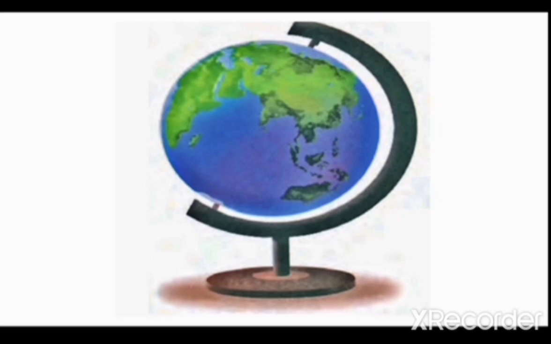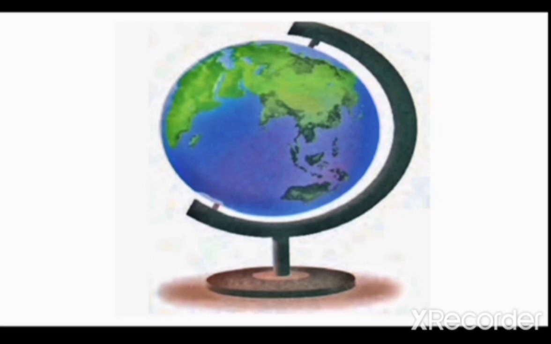Because the shape of the earth is spherical, it is very difficult to locate any place on the earth. So that we can easily locate any place on the earth, we need certain lines of reference. What are those lines of reference? These lines of reference help us to locate the exact location or exact area of that place.